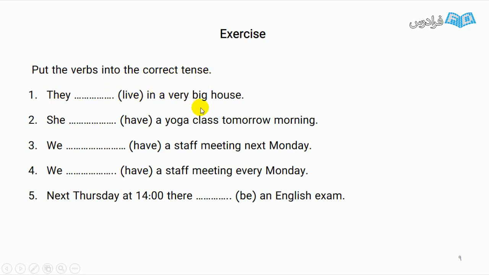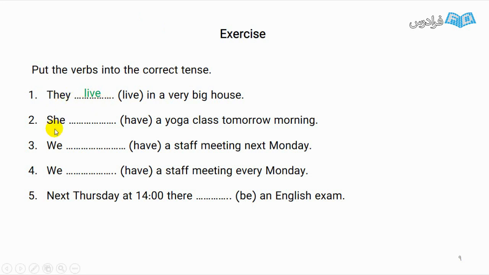They live in a very big house. Now you have to decide whether we have to use present simple or present continuous. There isn't any time expression to help us, but when we use a verb like live or work in general, it means that we are talking about a permanent situation. Then we have to use present simple. The answer is live. Why didn't I add any third person s? Because the subject was they.